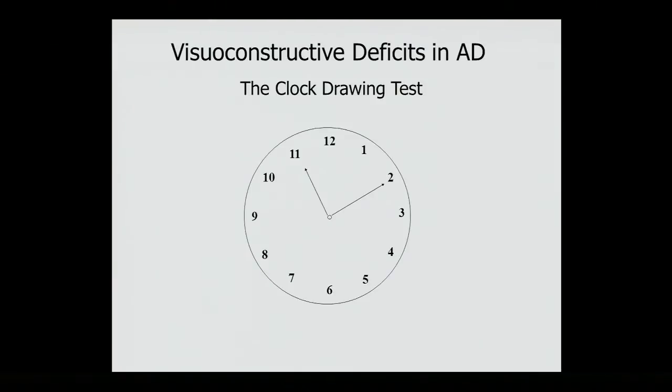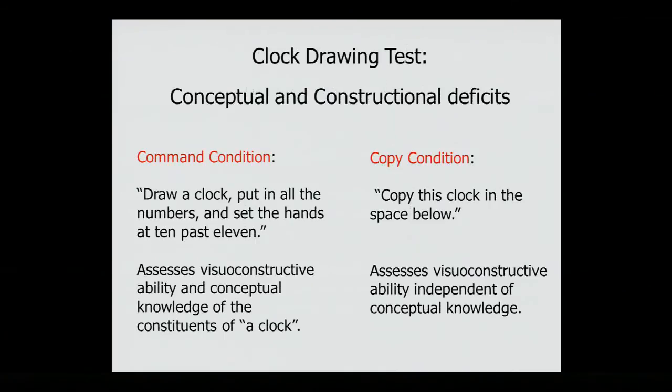Another aspect of visual cognition that we look for deficits in is visual constructive abilities. As I mentioned, drawing is one way to do that. We use a very simple test, a clock drawing test, shown here. There are two ways we do this. One is the command condition. That's where I'd give you a blank sheet of paper and say, draw a clock, put in all the numbers, set the hands at 10 past 11, and then you just perform the task. So you can see that assesses visual constructive ability. You have to draw and construct it, but also conceptual knowledge.